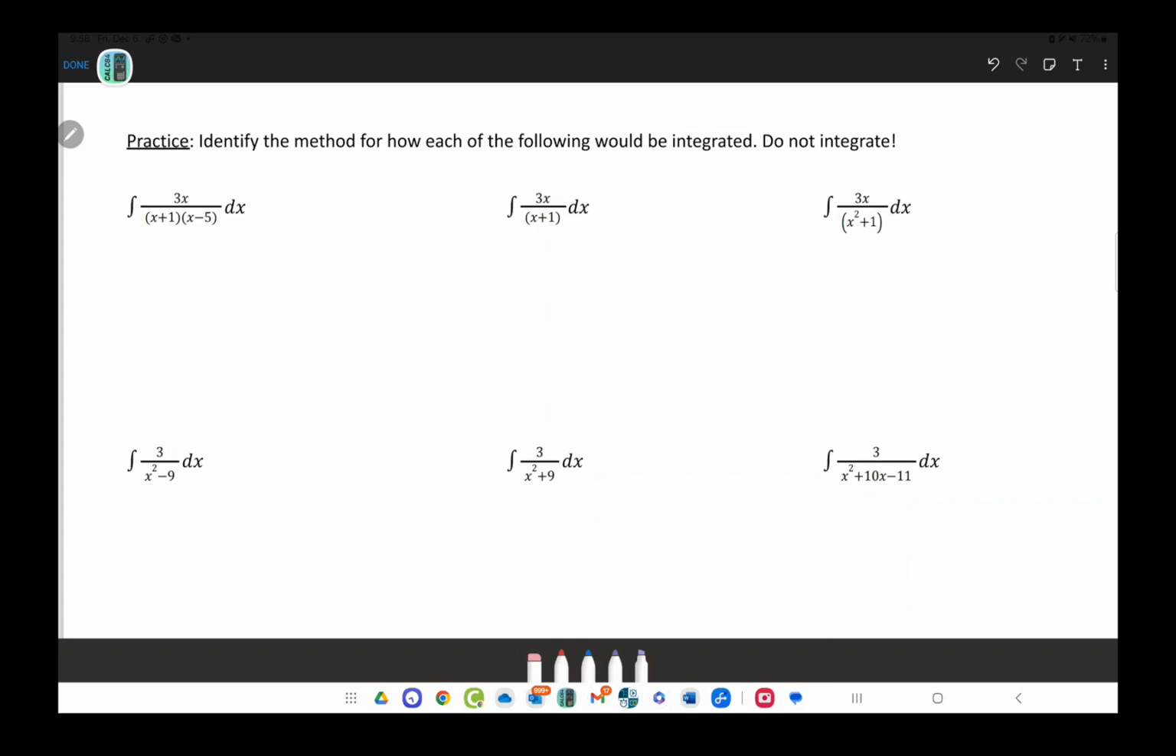Are we doing this whole page? Well, yes and no. Not right now. We're not actually going to solve it. The directions say just identify the method for how you would solve it.